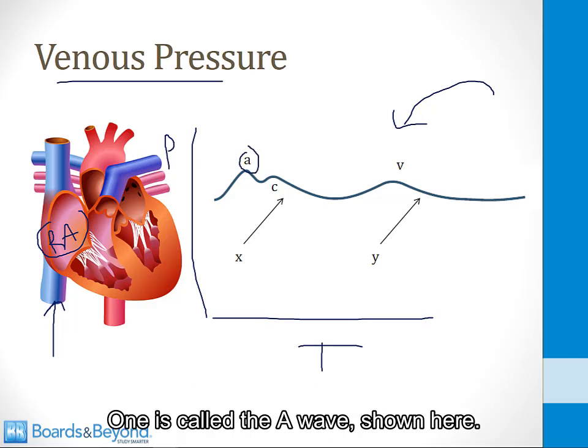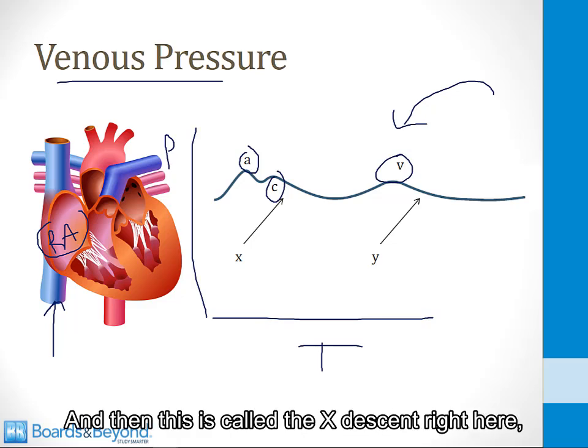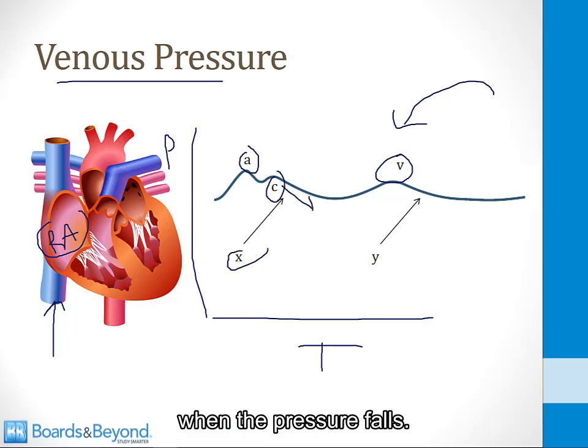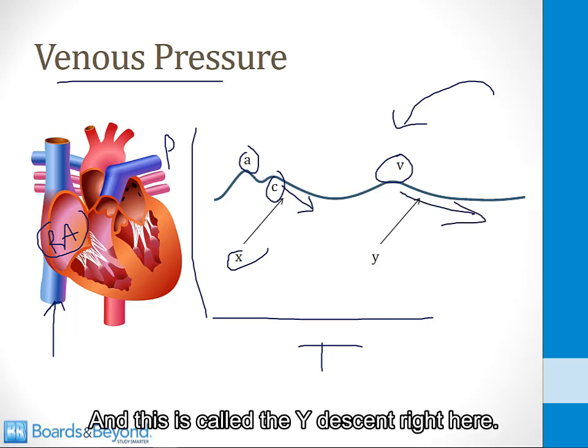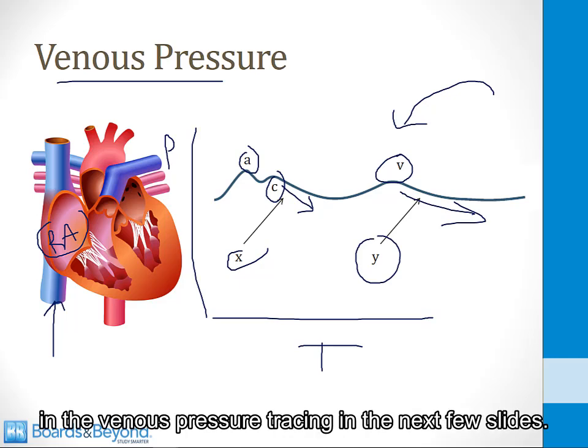One is called the A wave, shown here. Another is called the C wave, shown here. Another is called the V wave, shown here. And then this is called the X descent right here when the pressure falls. And this is called the Y descent right here. And we'll talk about the physiology behind all these bumps and descents in the venous pressure tracing in the next few slides.